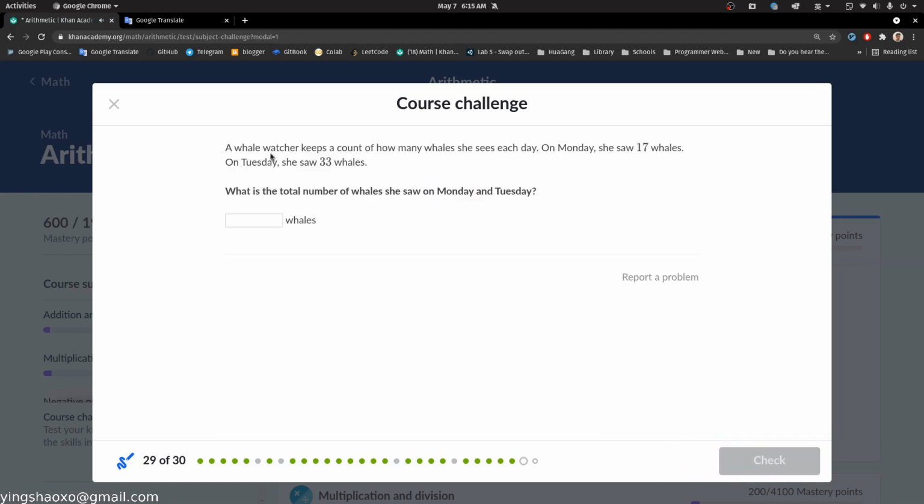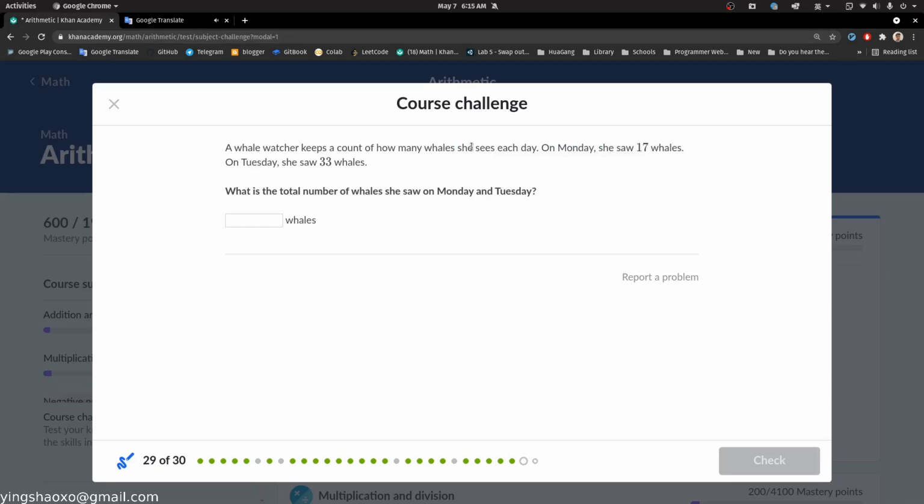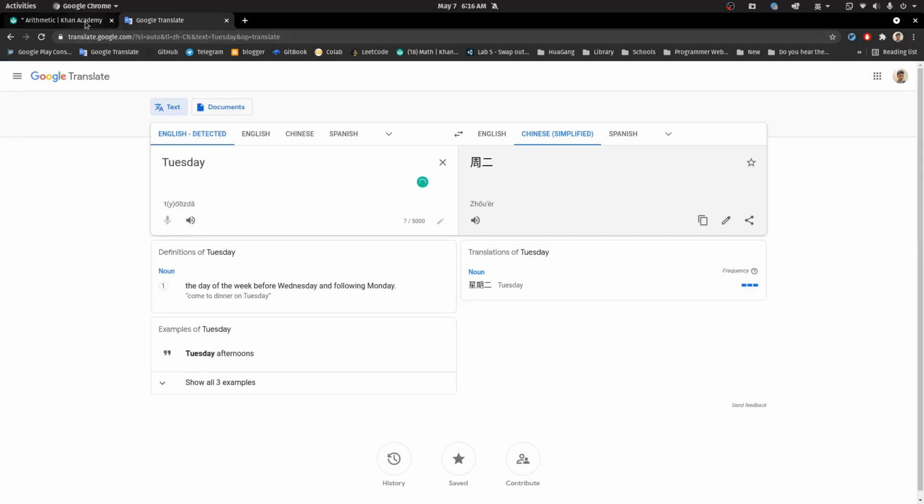Let's go on. A whale watcher keeps account of how many, I don't know how to read that, to be honest. Whales. Okay. How many whales she sees each day. On Monday, she saw 17 whales. On Tuesday, she saw 33 whales. What is the total number of whales she saw on Monday and Tuesday? Tuesday. Okay, Tuesday.